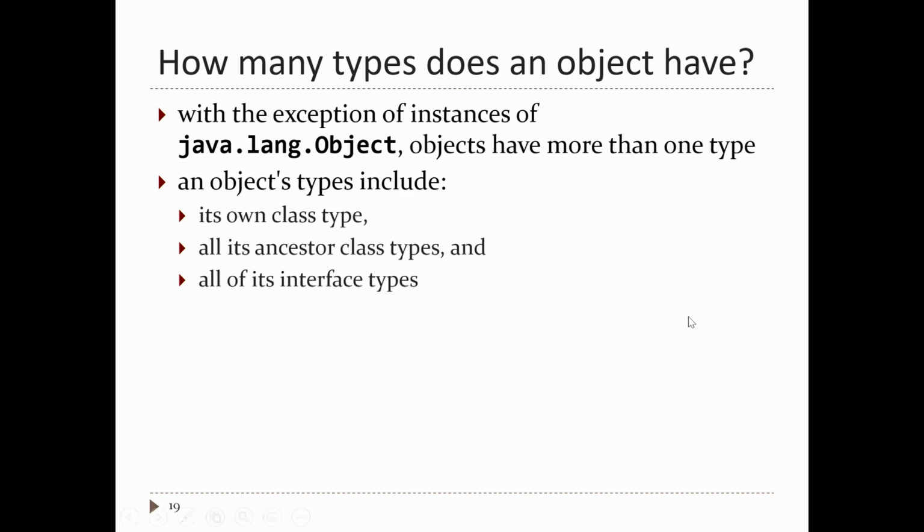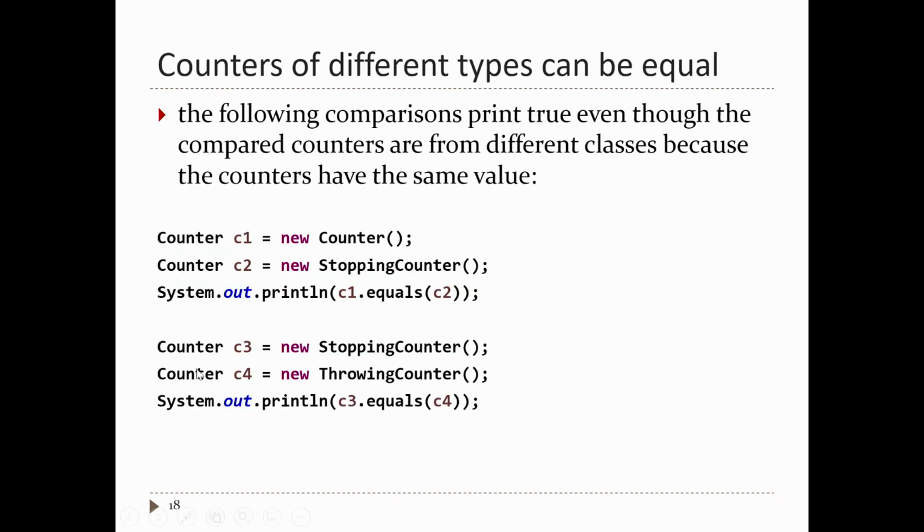Okay, some of that code was a little funny that I've shown you. Here I wrote counter3 = new StoppingCounter, and I wrote counter4 = new ThrowingCounter. Notice that the type on the left-hand side does not match the type on the right-hand side. Well, at least they're not exactly the same. Now, why can I write this?